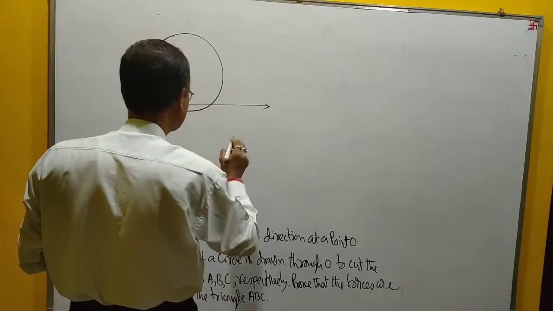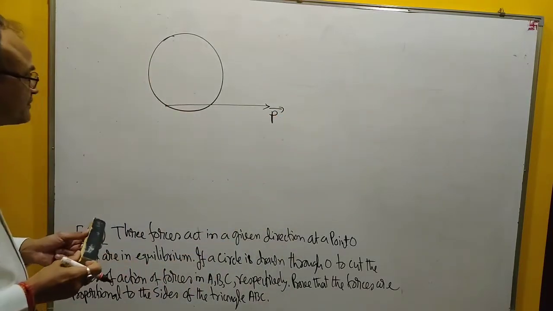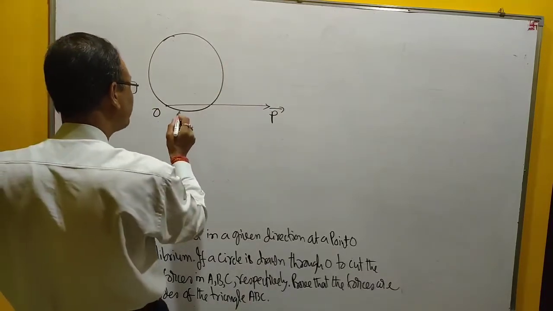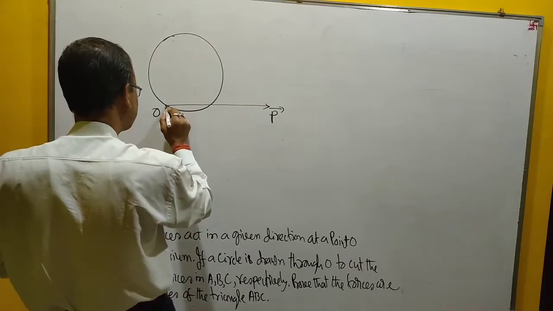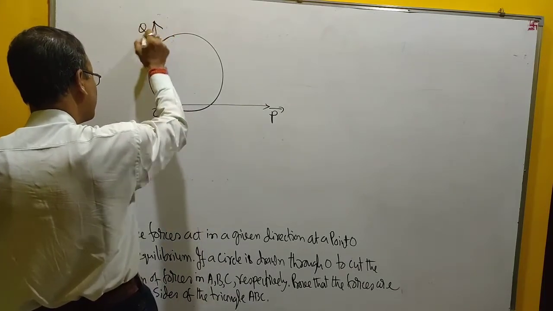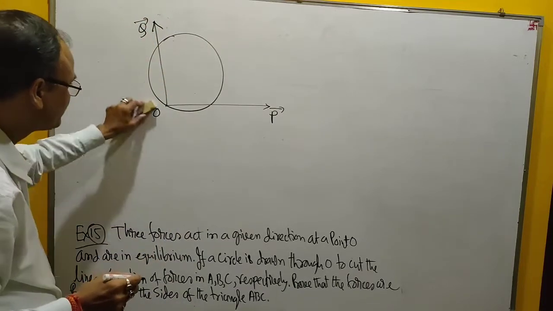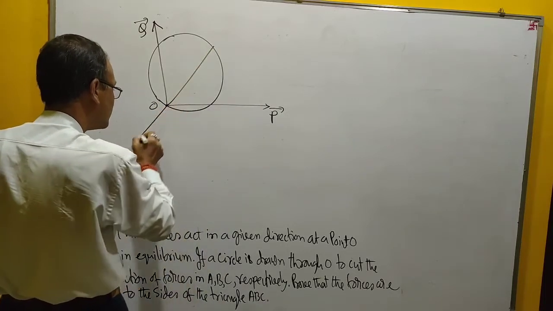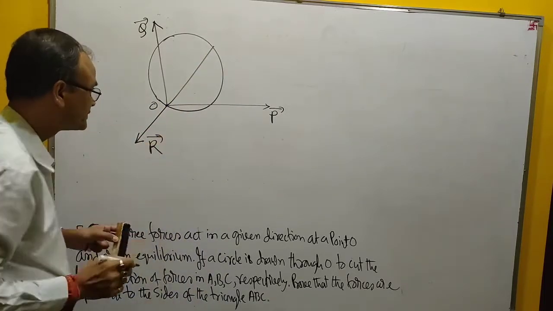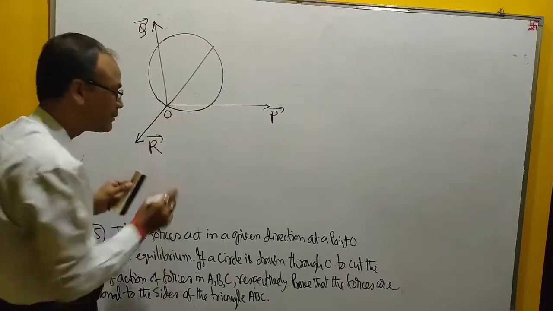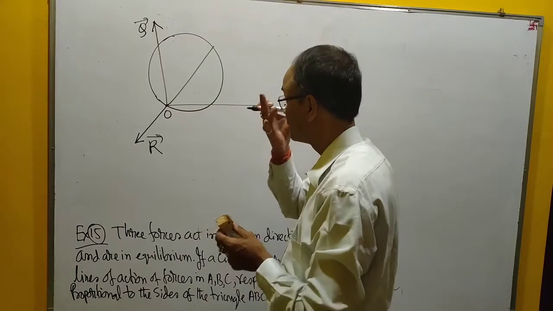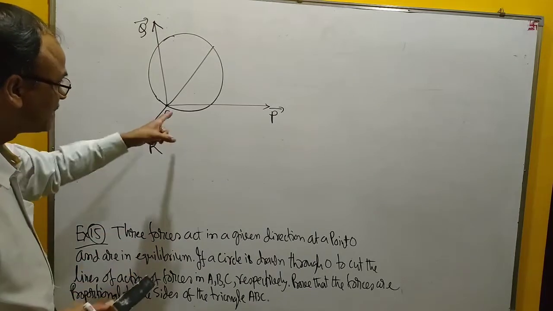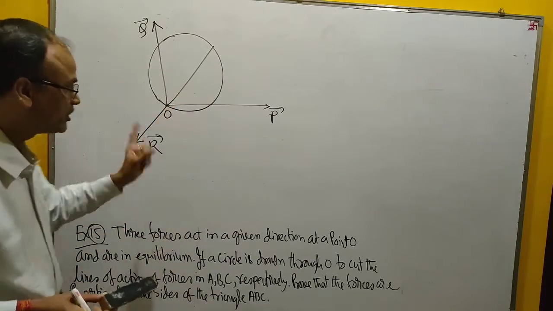A force is acting along this direction. Suppose this is P. It is O. And it is a force Q, acting in this direction, and this is the force R, acting at the point O. These are the three forces. The three forces meet and are acting at the point O.